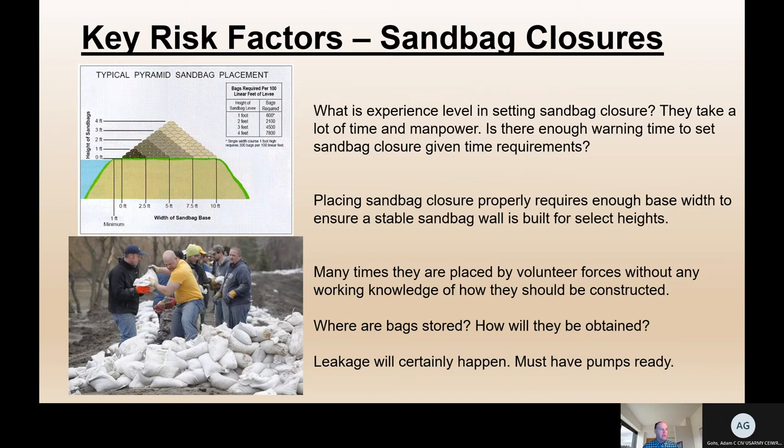Where are the bags stored? How will they be obtained? Who's filling them? Did they tie them correctly? Did they fill them up too much? They're going to leak. You better have pumps ready.